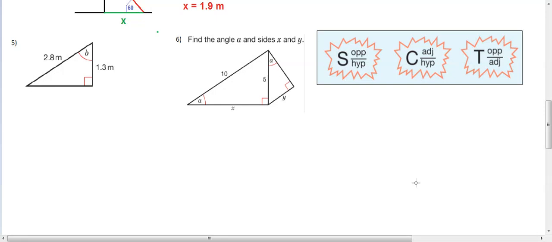Hello guys, let's keep solving our exercises. Now let's go for number 5 and 6, which are the two last exercises of our worksheet.